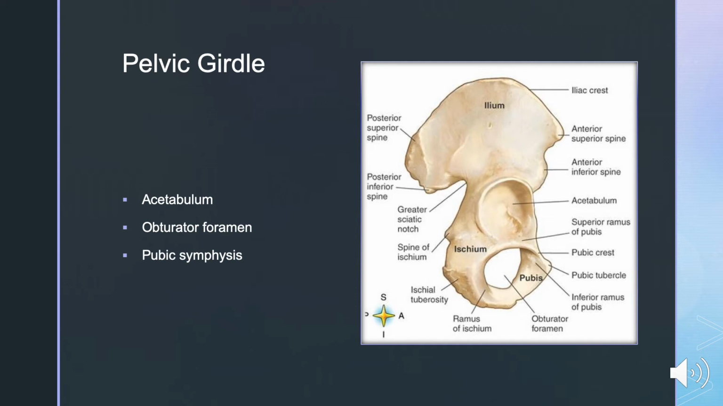Some of the parts of the pelvic girdle include the acetabulum, which is the notch that holds the head of the femur, the obturator foramen, which is the hole between the ischium and pubis that allows blood vessels and nerves to go to the lower limbs, and then the pubic symphysis, which you can't really see in this image, but it's a small cartilaginous joint between the 2 pubises.